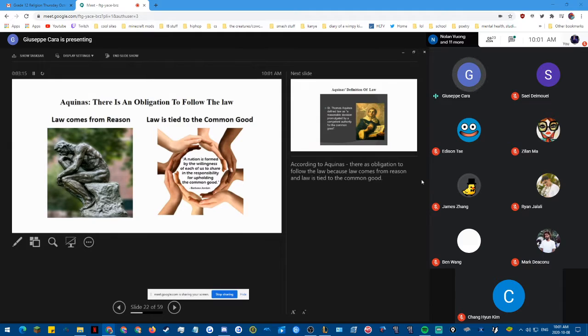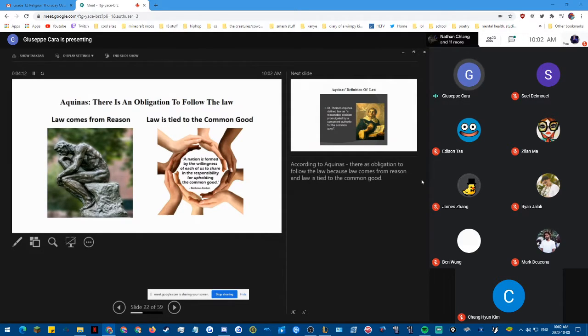Martin Luther King Jr. was willing to put his freedom on the line and go to jail for the rights of equality for Black people in the southern states, and especially Alabama. And that's why he ends up in jail writing this letter. And why he argues about the laws. Yes, laws must be obeyed. I will go to jail. But in me going to jail, I hope you think about the laws and change them. Mahatma Gandhi did the same thing with India and the rules and laws of Britain. Okay? So laws come from reason, therefore you should follow them. Laws are tied to the common good, and therefore you should follow them. A nation is formed by the willingness of each of us to share the responsibility for upholding the common good.